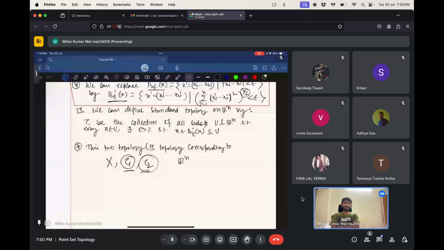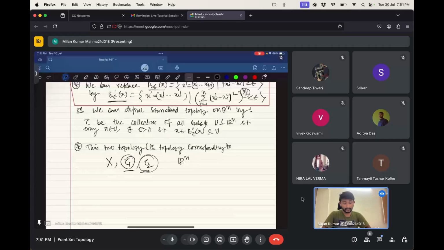Topology is nothing but a collection of subsets which satisfy some conditions. What are the conditions? Those three conditions: the empty set and the full set will be there first; second, finite intersections will be there; and third, arbitrary unions should be there. That is the collection. When two collections of subsets are the same, then they are the same topology.